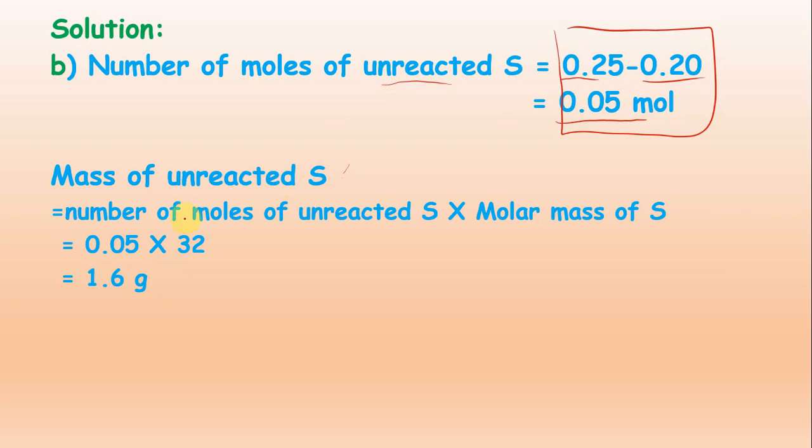Now we have to write the number of moles multiplied by the molar mass. The number of moles which we have obtained is 0.05, and then we multiply with the molar mass of sulfur, that is 32. The answer is 1.6 grams. 1.6 grams will be the mass of the sulfur which is unreacted and in excess, as we have already discussed and calculated.